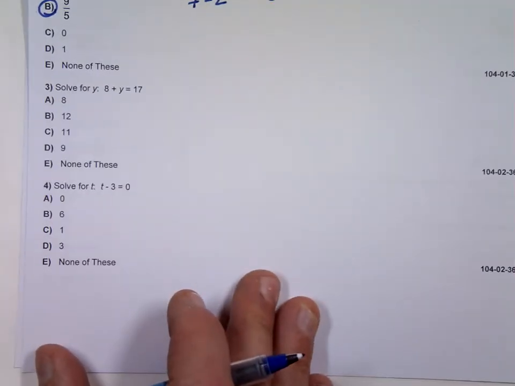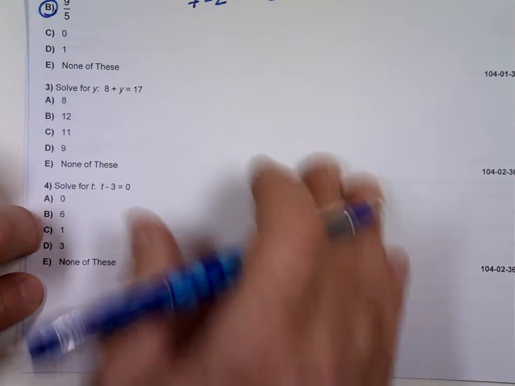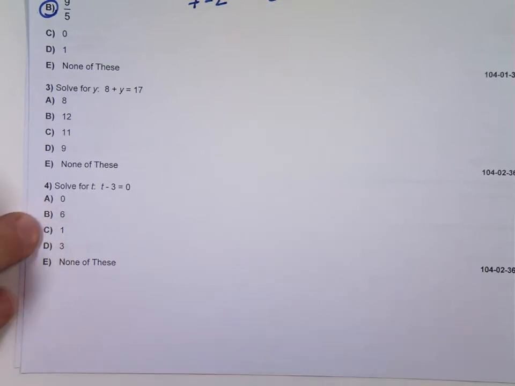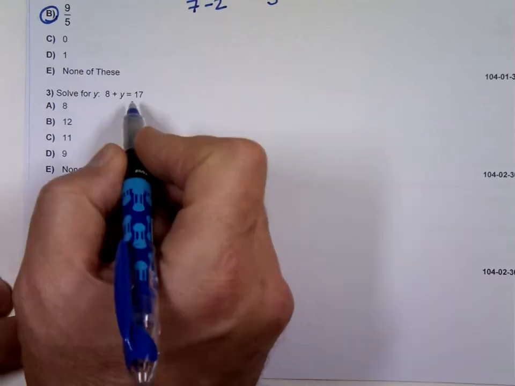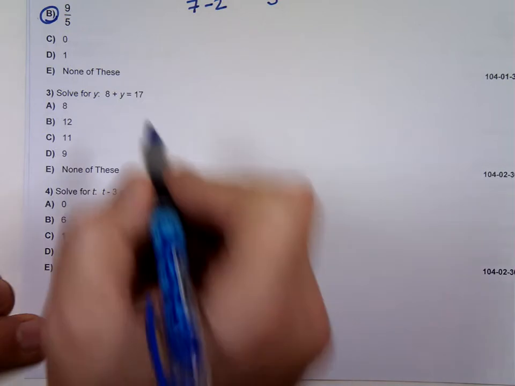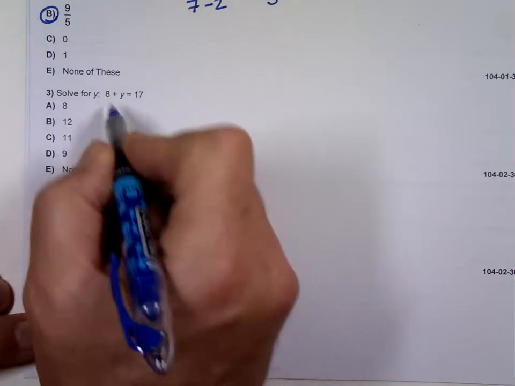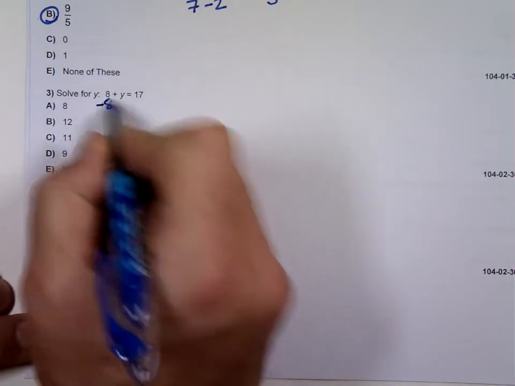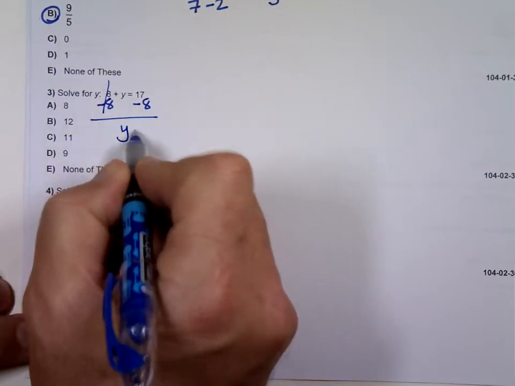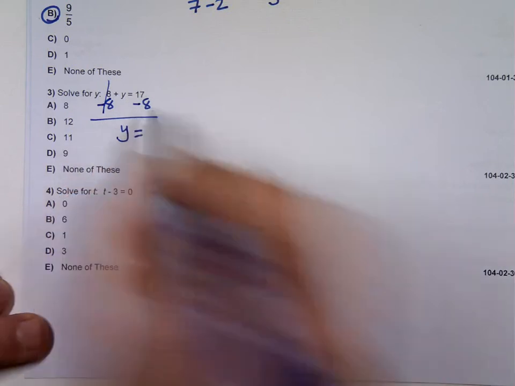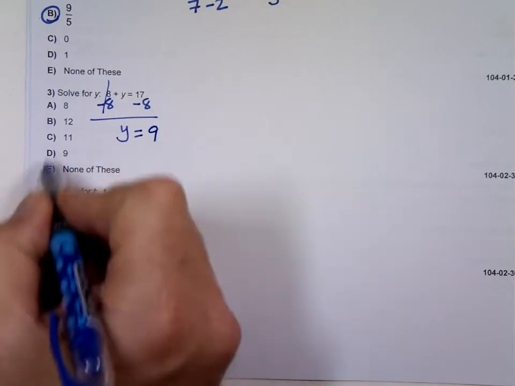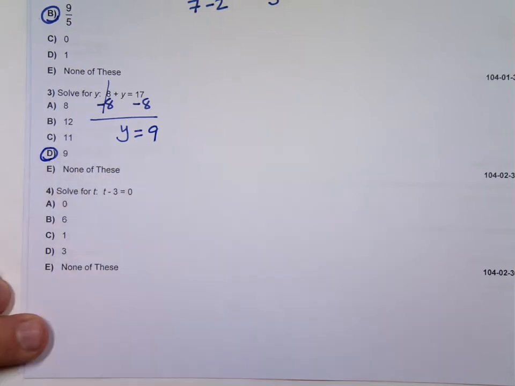All of these from chapter 4 so far. This whole page from chapter 4. Solve: 8 plus y equals 17. So to subtract 8 from this side, subtract 8 from that side. Y equals 17 minus 8. Is that a 9? D.